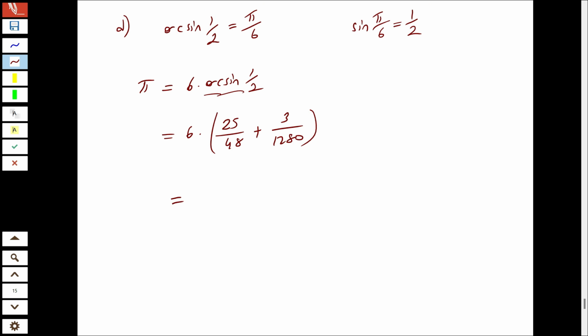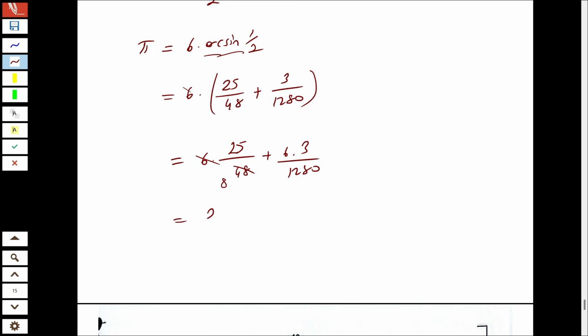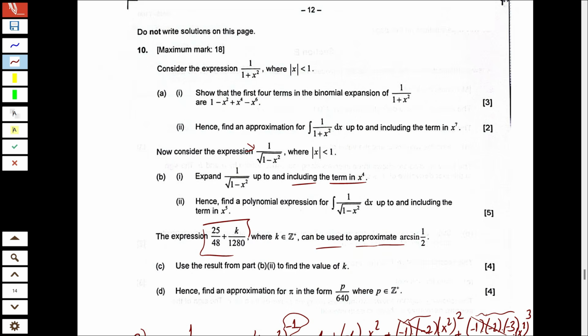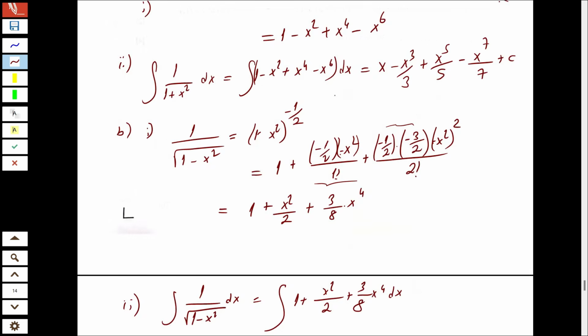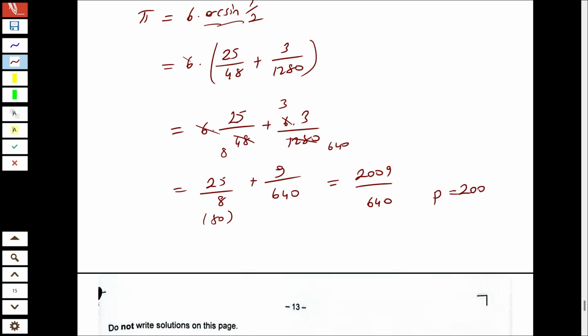Okay, you can cancel here or write first 6 times 25 divided by 48. Okay, and you can cancel 6 in here, 25 over 8 plus, let's cancel 2 in here, 9 over 640, and it asks for the denominator to be 640. With that, I will just write the common multiple here, we'll multiply it by 80, it will be 2009 over 640. Yeah, that's it. So the value of p is 2009.